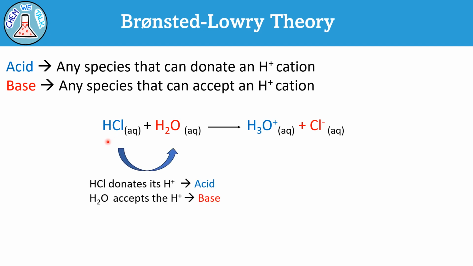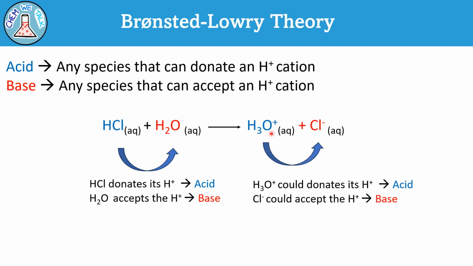HCl can donate its hydrogen to H2O, which means HCl behaves as an acid and H2O as a base, producing H3O+ and Cl-. In principle, H3O+ could donate its hydrogen to Cl-, behaving as an acid, and Cl- would take that hydrogen and behave as a base. So we say that Cl- is the conjugate base of HCl.